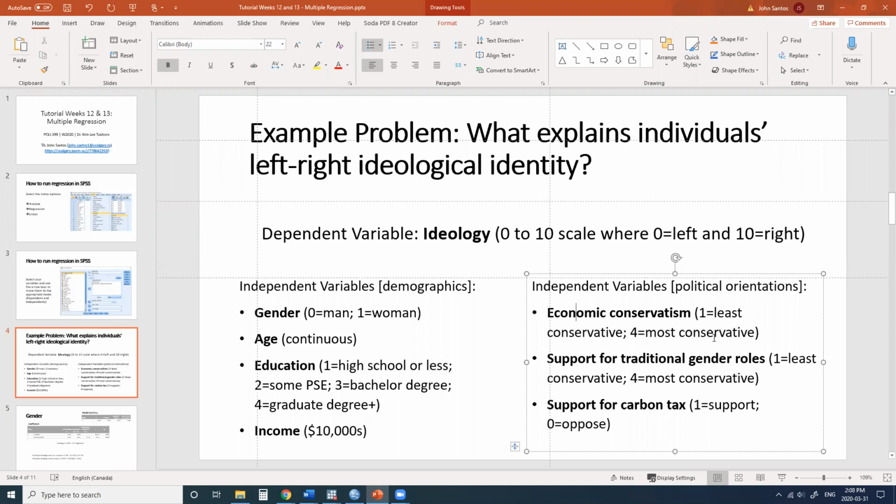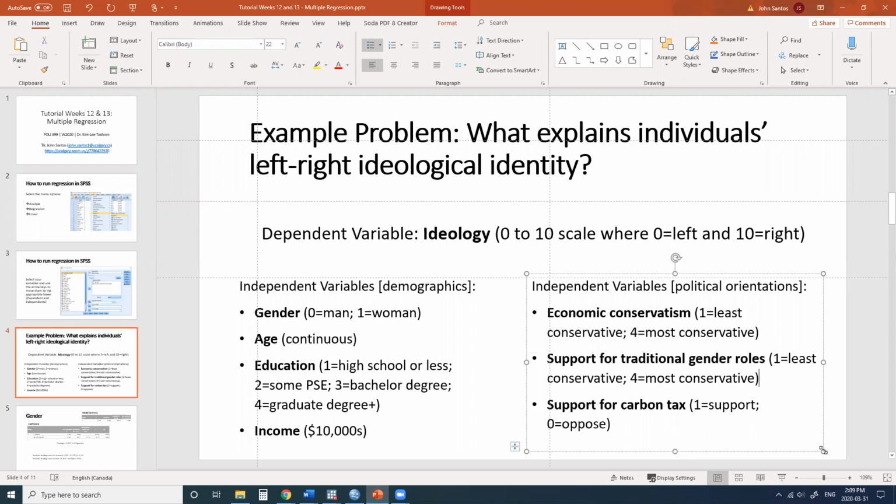Support for traditional gender roles. So this would be social conservatism. And we operationalize this through responses to the question, society would be better off if more women stayed at home. So 1 is the least conservative position and 4 is the most conservative position. So again, this corresponds respectively to strongly disagree, somewhat disagree, somewhat agree, and then strongly agree.